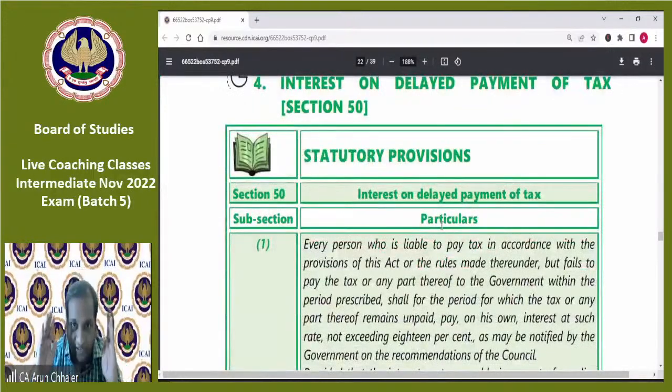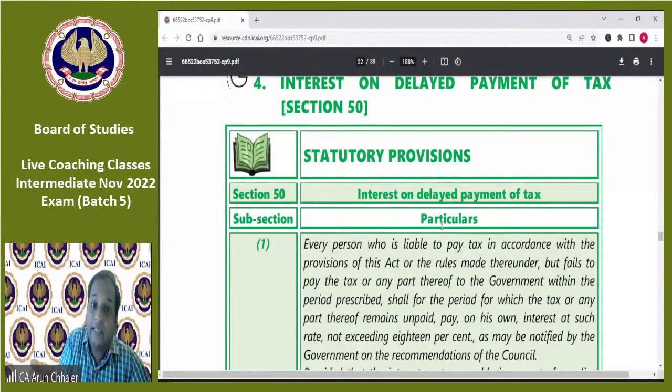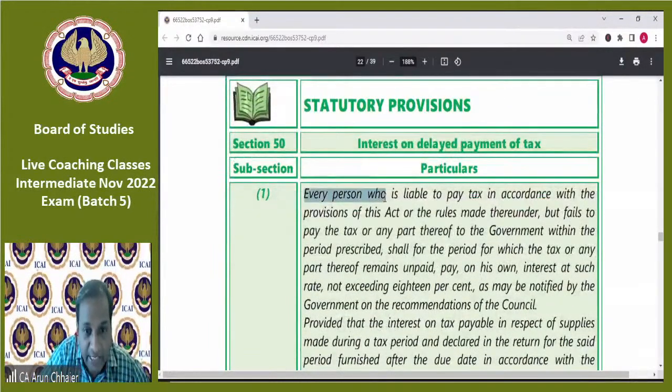Now, a very, very important provision, section 50. You can expect that some part may be asked in the bigger question. If one bigger question is asked, you may have some component of section 50 in it, or you may have a separate small question. Now, what is section 50? Every person who is liable to pay the tax.